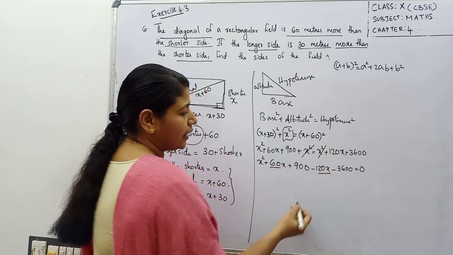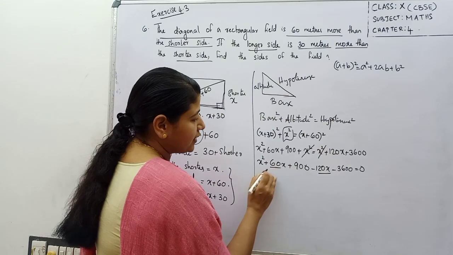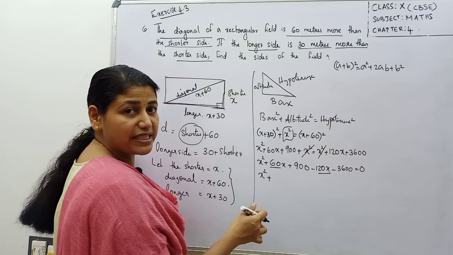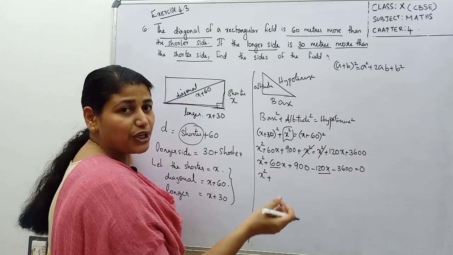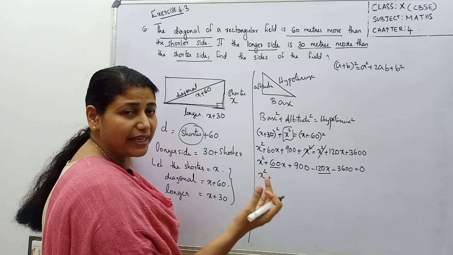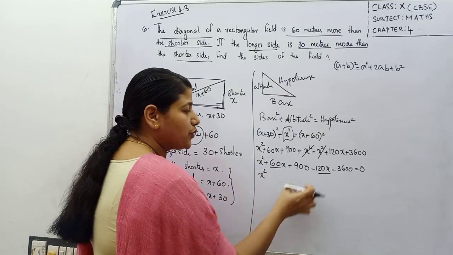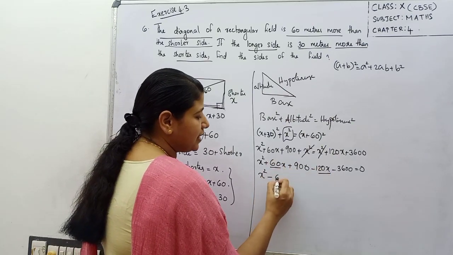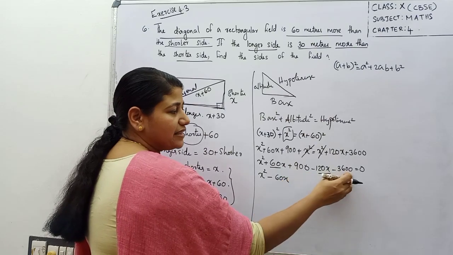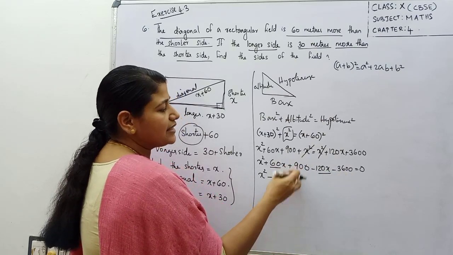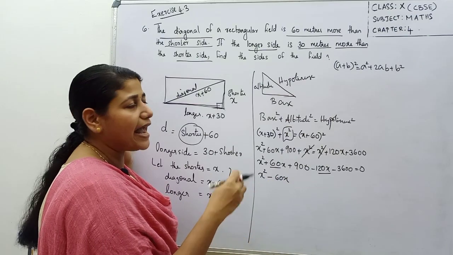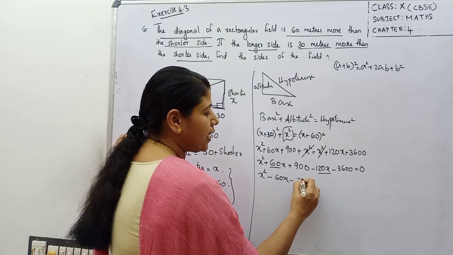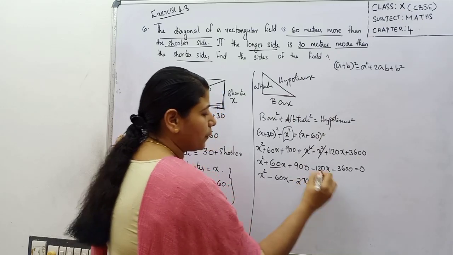Here two terms are there with x: coefficients 60 and minus 120. So first you write x square, then 60x minus 120x. Both have different signs, so subtract the smaller from the larger and put the sign of the larger one. We use minus since 120 is the larger one. So 120 minus 60 is 60, giving minus 60x. Here 900 minus 3600: subtract 900 from 3600 and put the negative sign. So 3600 minus 900 is 2700. So the equation is x square minus 60x minus 2700 equal to 0.